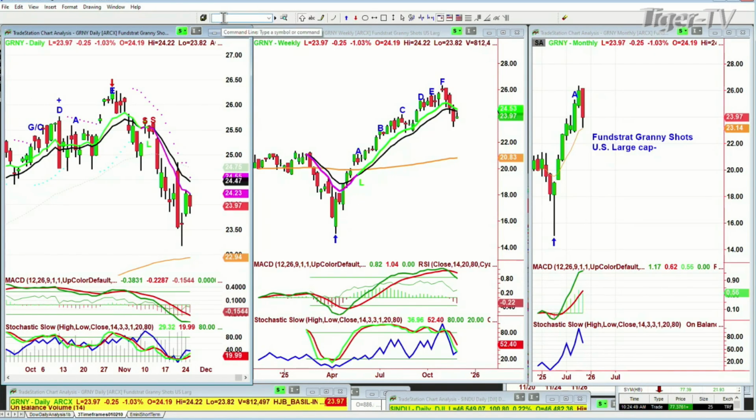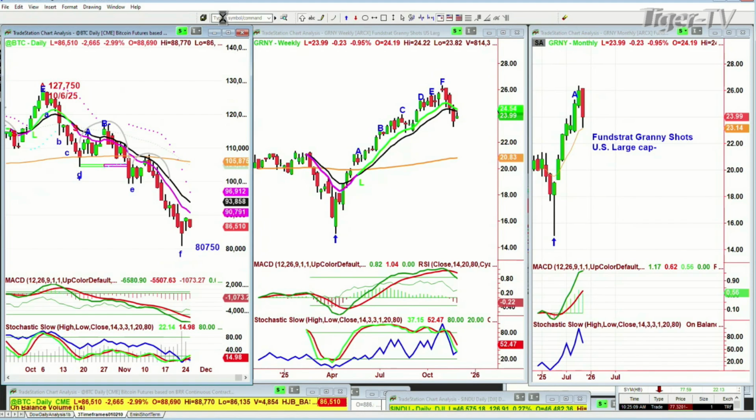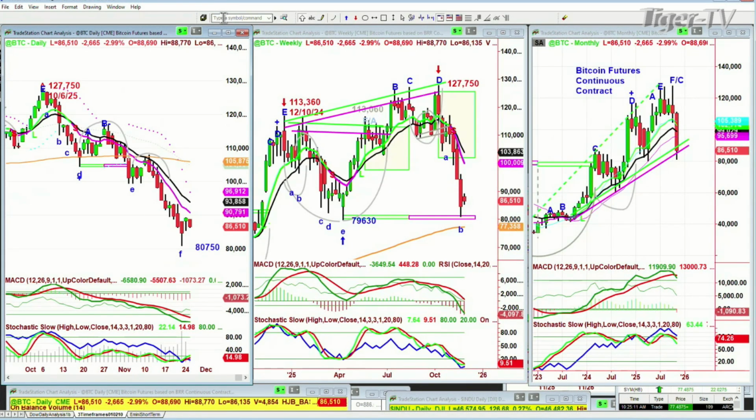Tom Lee's fund. But I'm just saying that once he lost his focus and he kind of pumped a particular product that he has, I said to myself, gee, you got to be careful here. Something's not right. Well, if you're looking at, let's just use Bitcoin for the moment. Bitcoin has gone from the double top at the 127,750 level back in October the 6th down to 80,750. I'm going to say that that's not a positive thing.